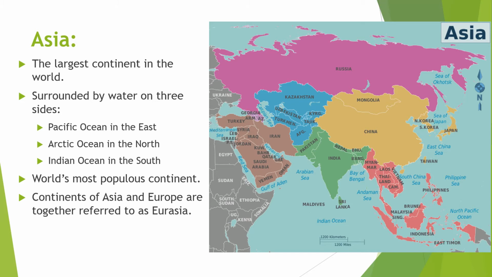Asia, in addition to being the largest continent in the world, is also the world's most populous continent. By populous, I mean Asia has the largest number of people residing in it. It is easy to believe so because countries like India and China, where the population density is very high, are part of this continent. The continents of Asia and Europe, since they share a common landmass, are sometimes together referred to as Eurasia.